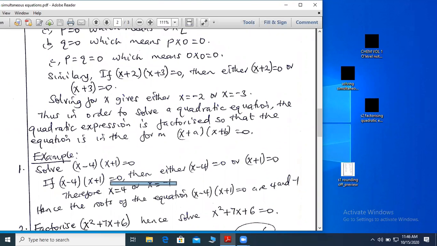So what we are noting is very simple. If you have two factors multiplying to give 0, it means one of these is equal to 0. Either x minus 4 is equal to 0, or x plus 1 is equal to 0. And when x minus 4 is equal to 0, we get the value of x by taking 4 across. When it crosses equal signs, it becomes positive. And here, when 1 crosses equal signs, it becomes negative. So x is equal to 4, or x is equal to negative 1.